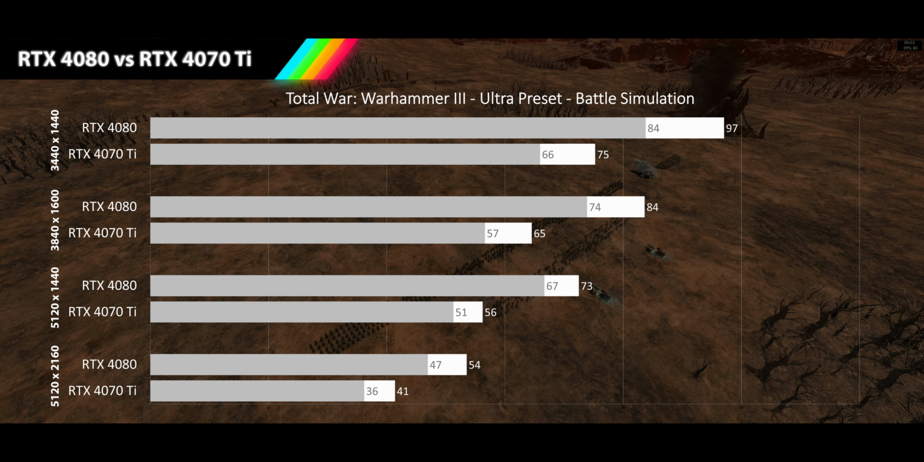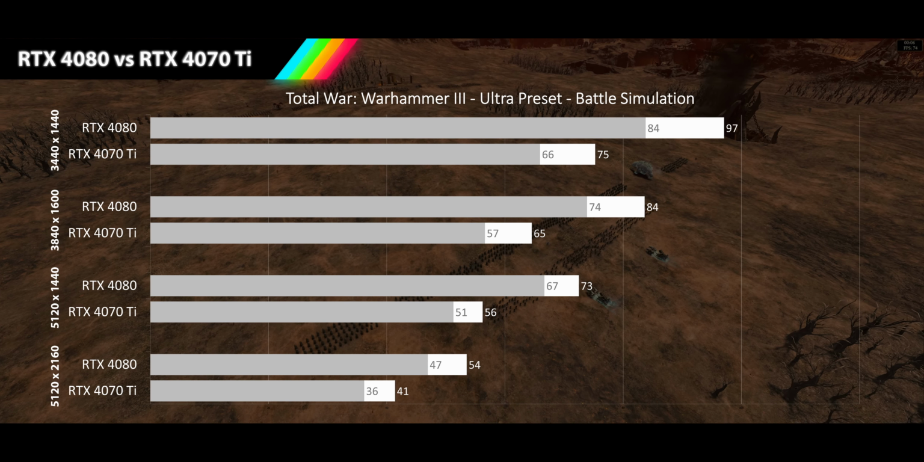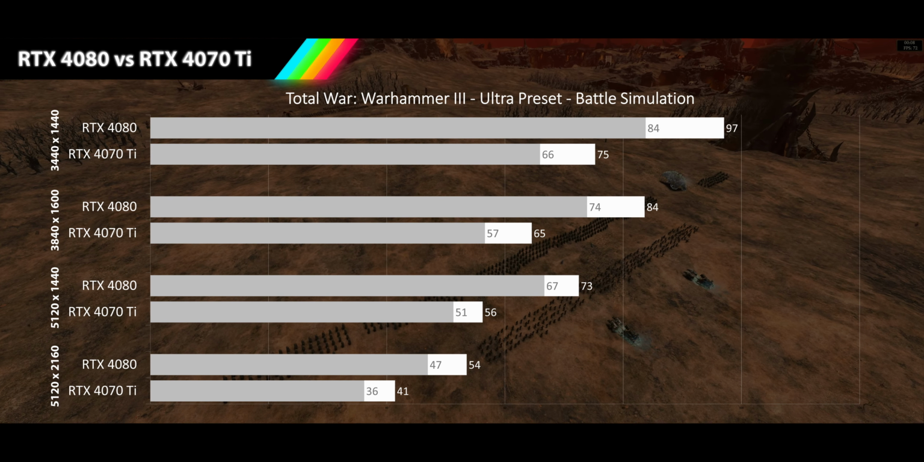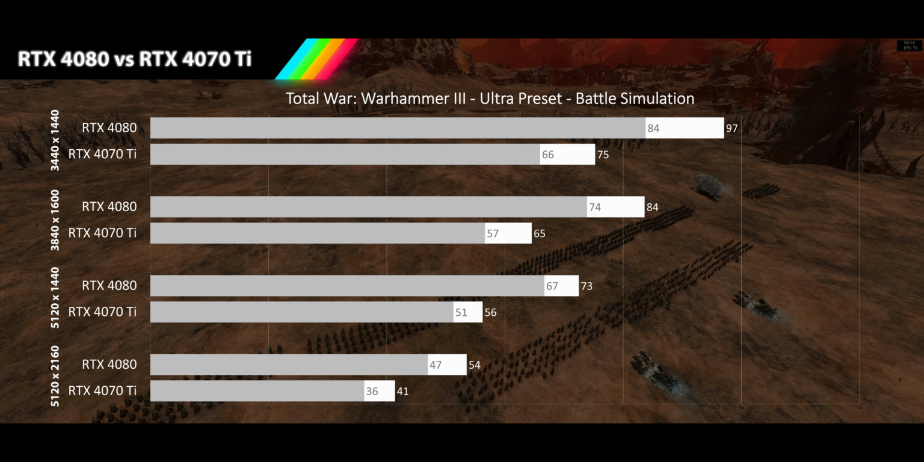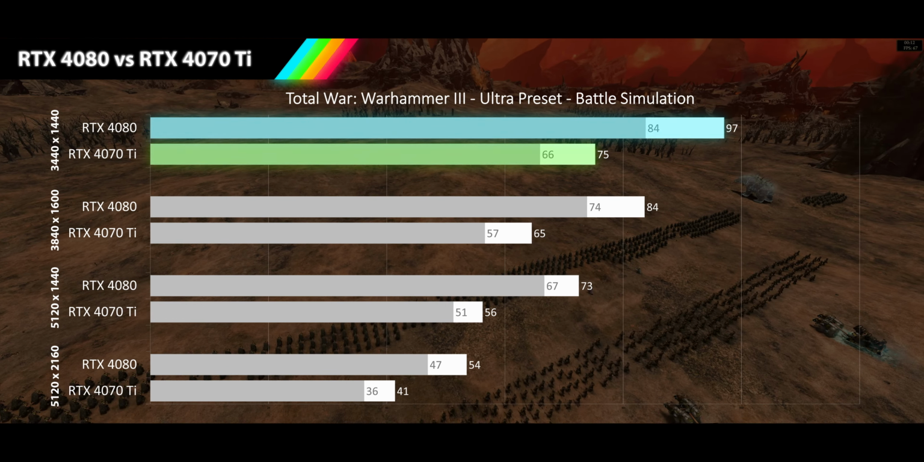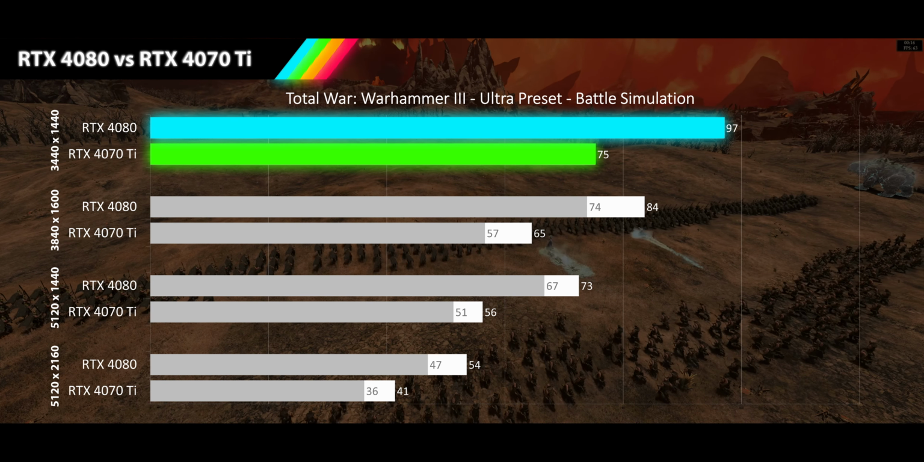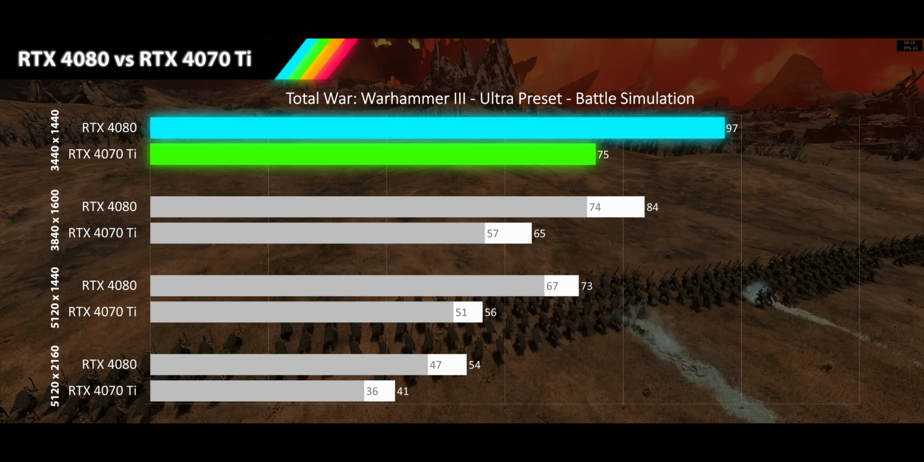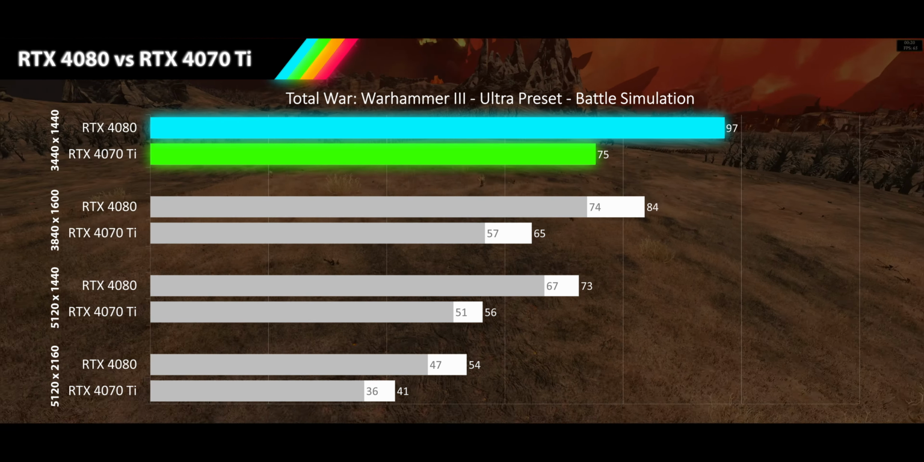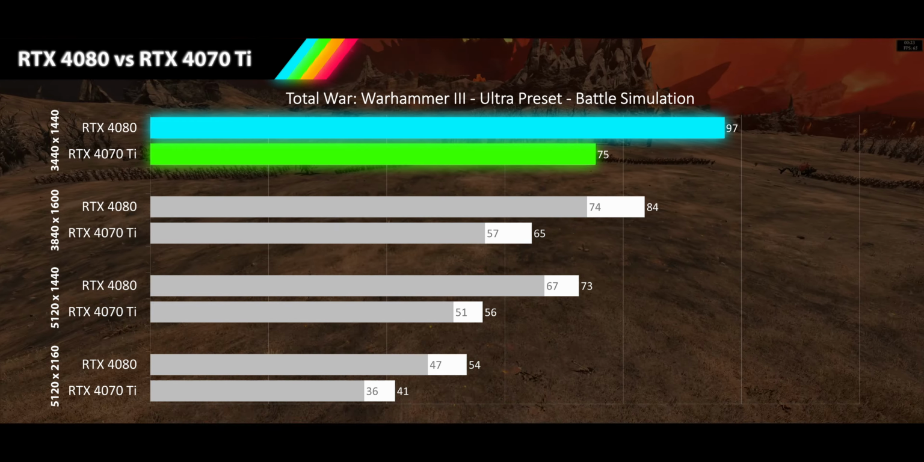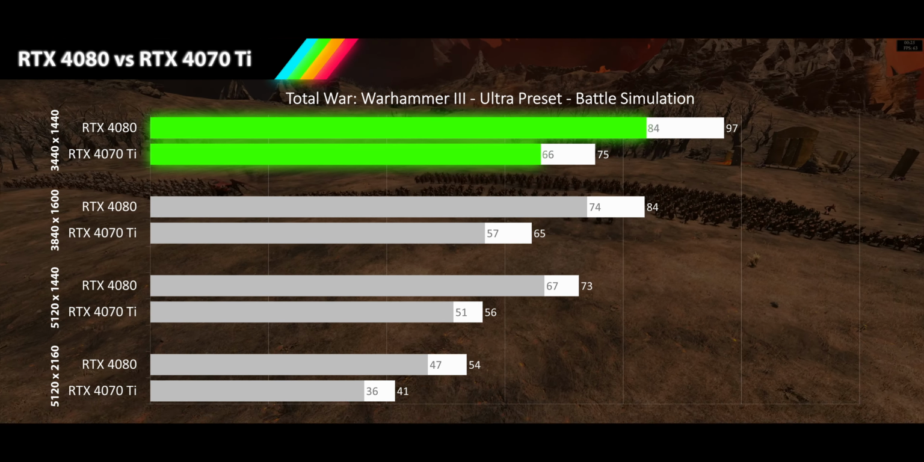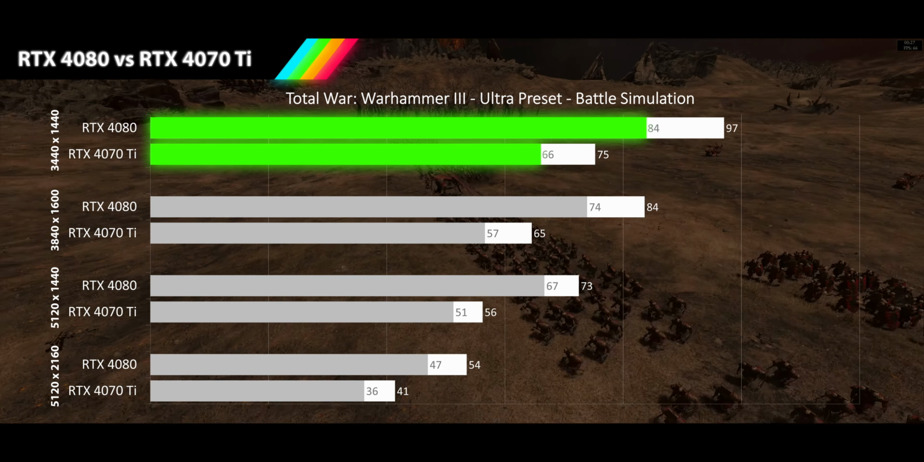We have arrived at our final game, and this one is for our strategy buffs. It's Total War Warhammer III, played on its Ultra preset using the battle simulation. At our 1440p ultra-wide, we see the 4080 starting off with high refresh rates, getting 97 FPS, a 29% faster result than the 4070 Ti's 57 FPS, but with a similar advantage of 27% for the 1% lows.